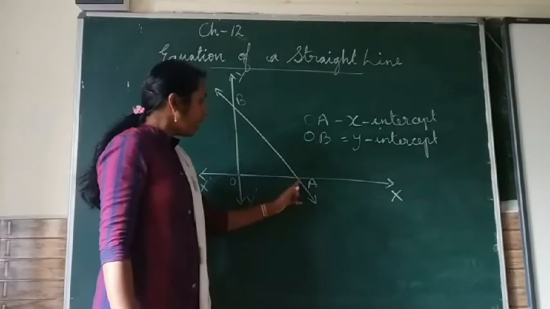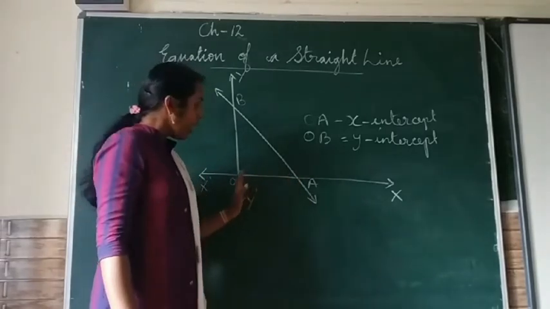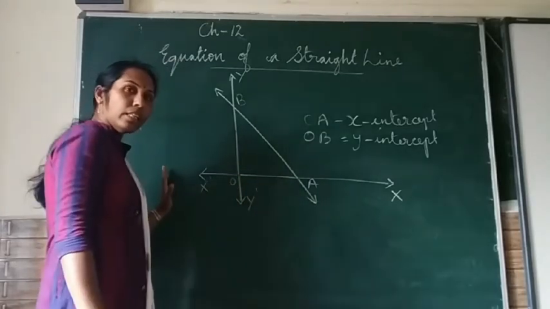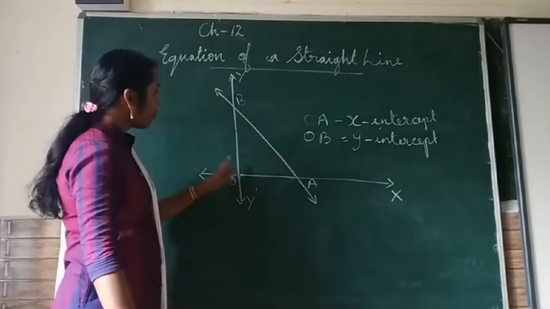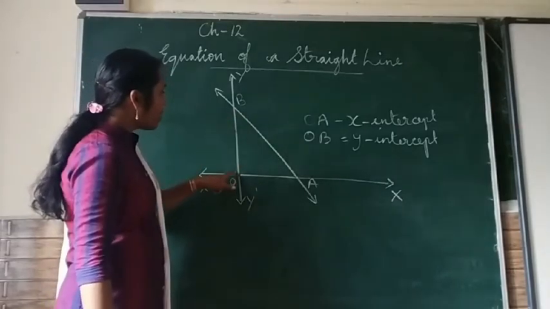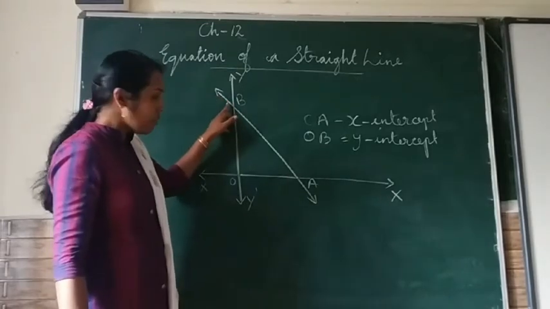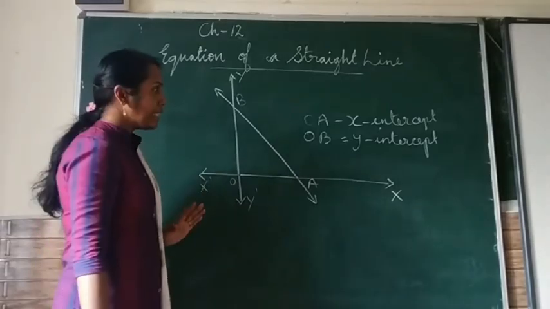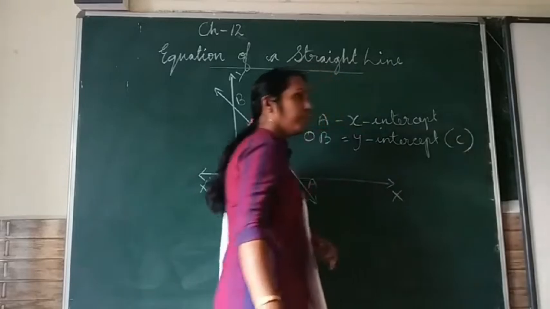Here OA is measured at the right of the origin, that is why x-intercept is positive. If OA is measured at the left of the origin, then the x-intercept will be negative. Similarly, here OB is measured above the origin, therefore y-intercept is positive. If it is measured below the origin, the y-intercept will be negative. The y-intercept is usually denoted by the letter C.